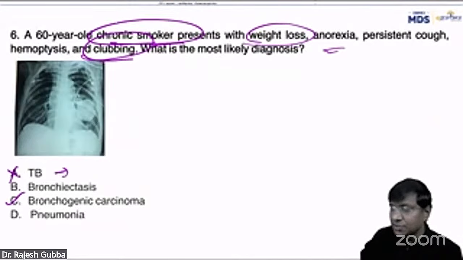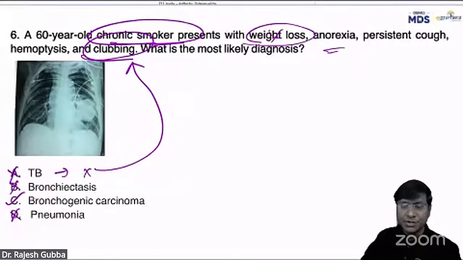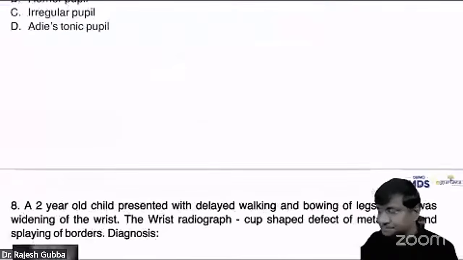Why? Because in tuberculosis, it is not mandatory that there should be clubbing. And in case of bronchiectasis, they don't present with weight loss. And even you have pneumonia also. Even in pneumonia, it is not mandatory that there should be clubbing as well as weight loss. So with a background history of chronic smoking, weight loss, loss of appetite, all these point towards your bronchogenic carcinoma. So the answer is C in this particular question, right?